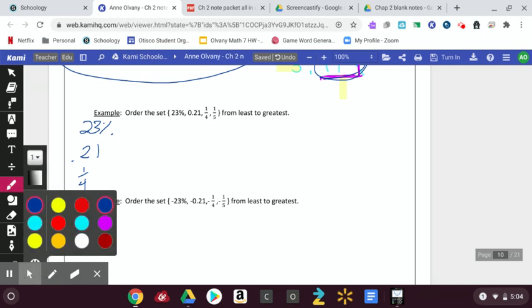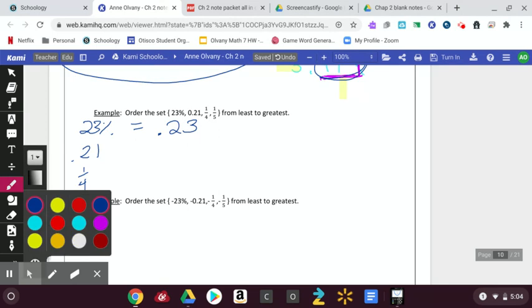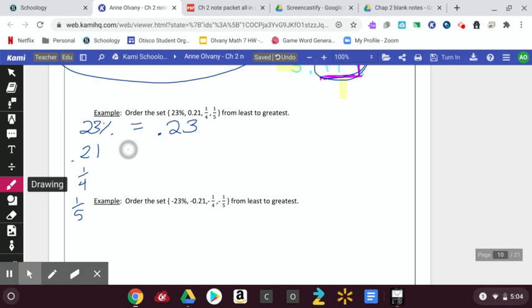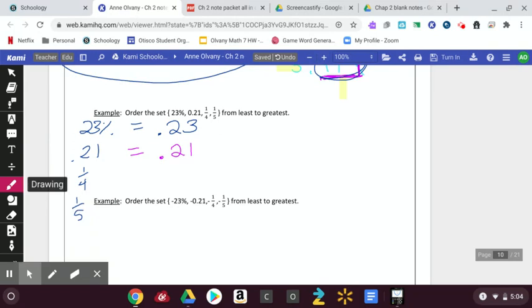23% as a decimal, we're learning percent means out of 100. So this is 0.23. I went to all of that effort to change the color and it didn't change. And this one already is a decimal, so I'll keep the 0.21 on that.